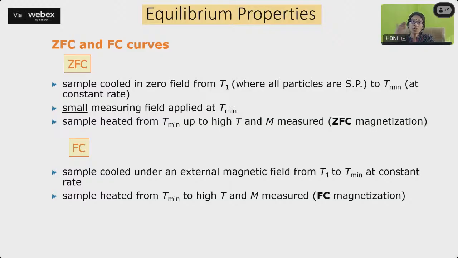Then followed by that, what you have is a field cool. In this case, you are cooling the sample under an external magnetic field from T1 to T minimum at a constant rate. And then you're heating the sample from this T minimum to a high temperature and you measure the magnetization. So this is the field cooled magnetization.